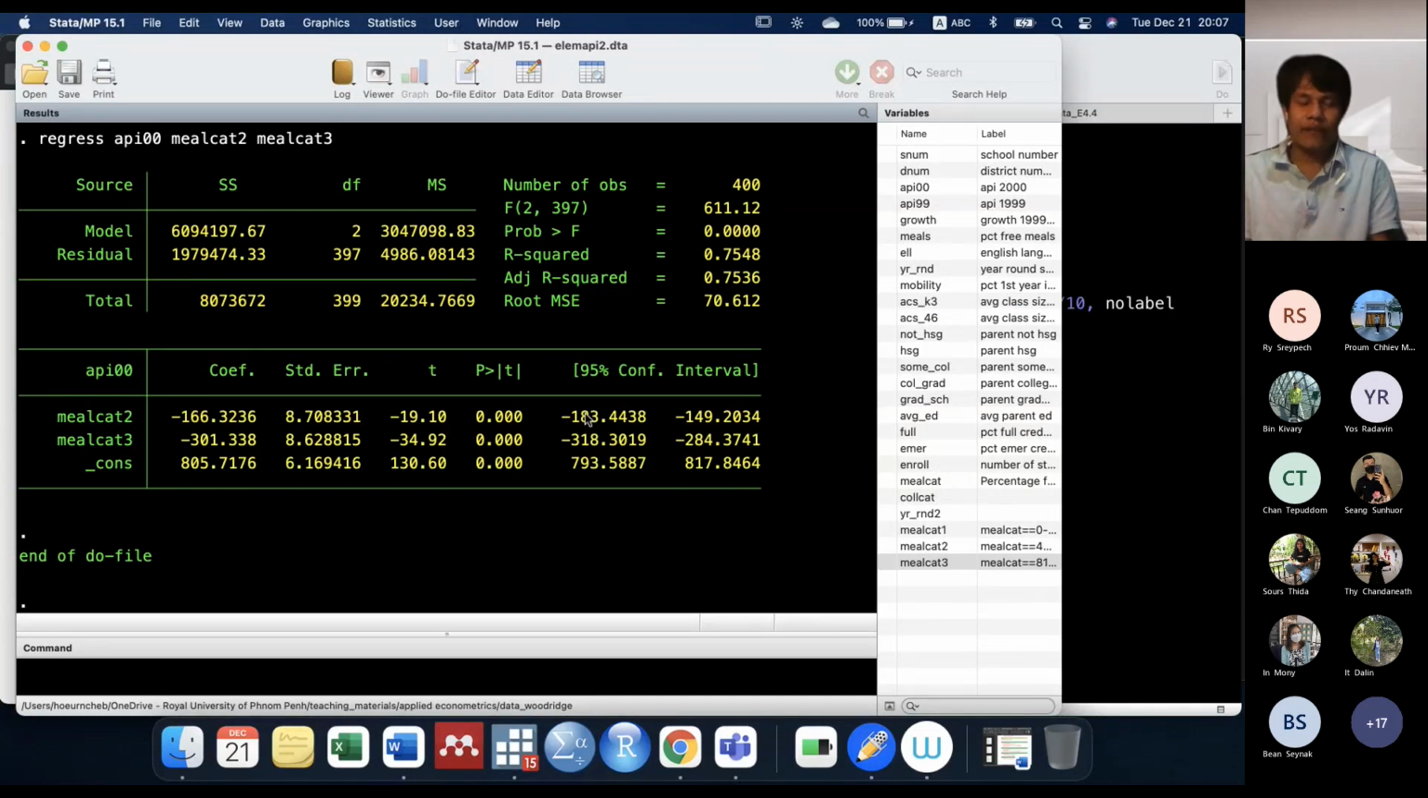Guys, the question was asked during the lecture. How do we know which one to leave out? That depends on your own choice, your own preference. Which one you want to leave out? You want to leave out meerkat 1, meerkat 2, or meerkat 3? It's up to you.